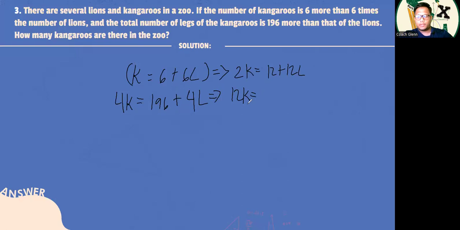196 times 3, that's equal to 588. And then 4 times 3, that's equal to 12. Now we subtract our two equations. So 12K minus 2K is going to be equal to 10K. Next, we need 588 minus 12, so that's equal to 576. And then 12L minus 12L is 0.